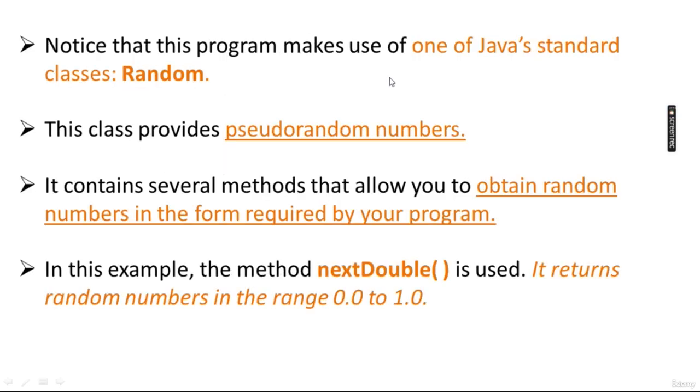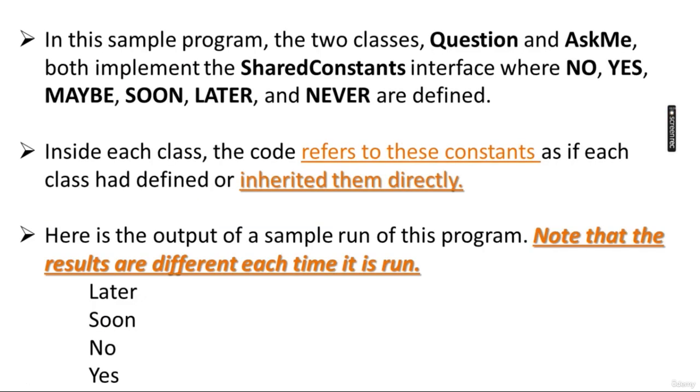Notice that this program makes use of one of Java's standard classes, Random, and it generates pseudo-random numbers. It contains several methods that allow you to obtain random numbers in the form required by your program. There are several methods available. In this example, the method nextDouble is used. It returns a random number in the range 0.0 to 1.0. That is its usage. So we are converting it into an integer.